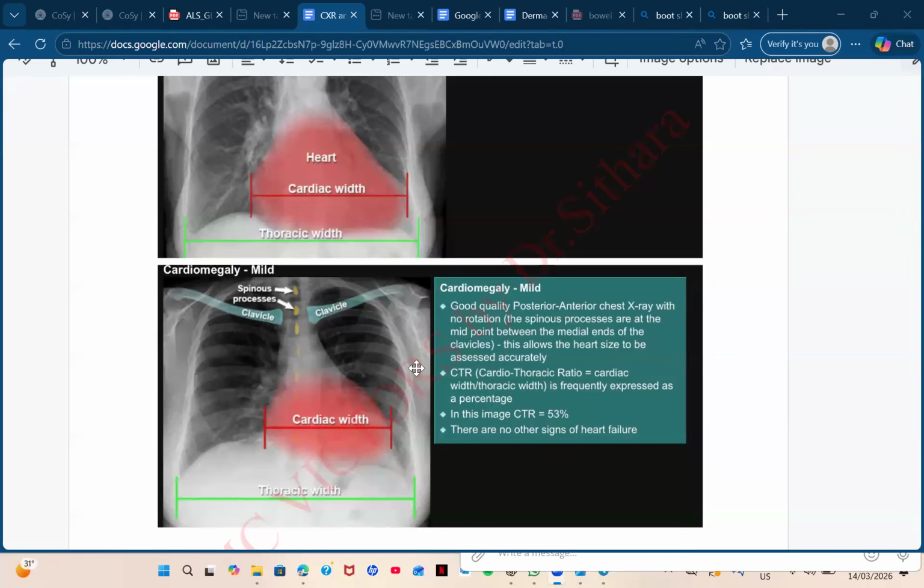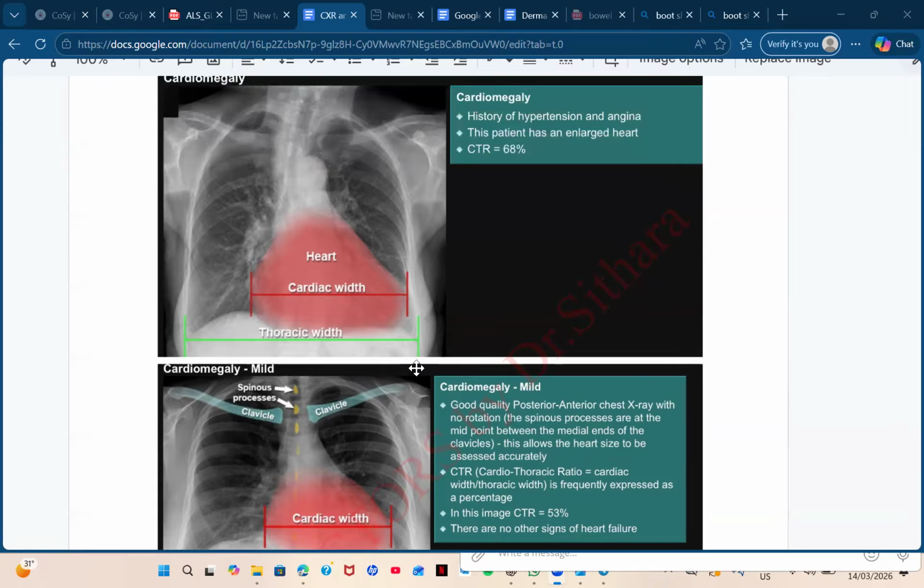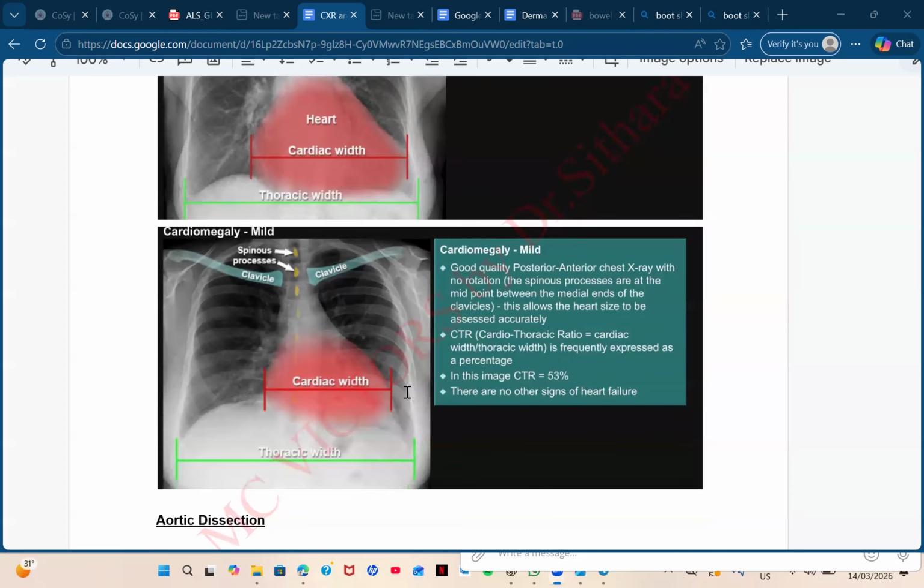Okay, so now tell me, what is the normal ratio of the cardiothoracic ratio? It should be less than 50, right? Yes, less than 50. Here it is a mild case, and because of that, it is 53, right? Right, doctors?